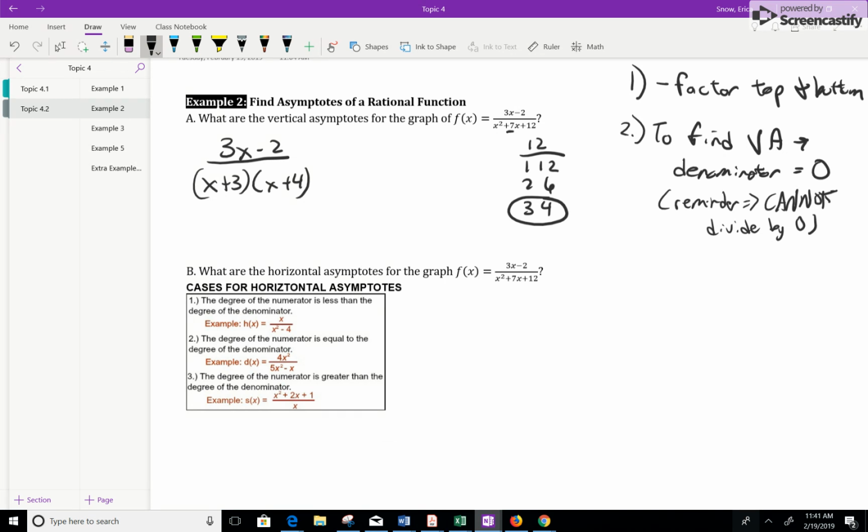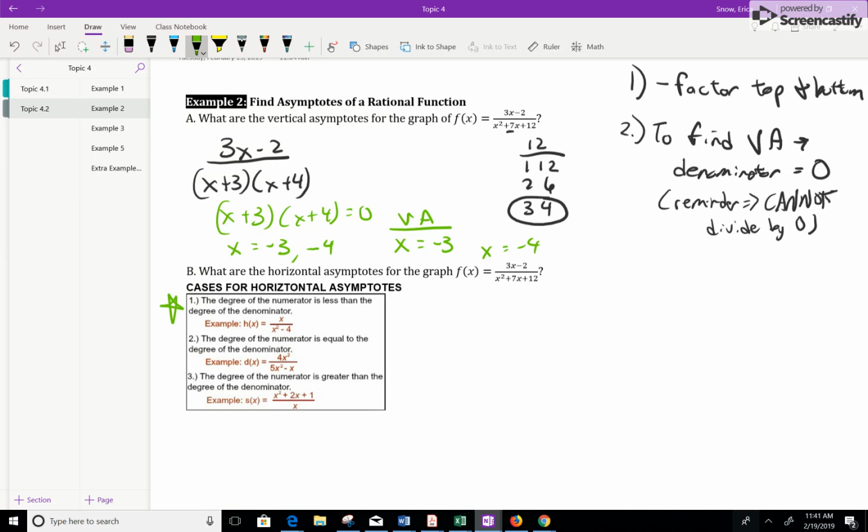So we set our bottom equal to 0, x plus 3 times x plus 4 equals 0. And you should remember that we're going to set each factor equal to 0. And so those are our vertical asymptotes. So x equals -3 and x equals -4 are our vertical asymptotes. Now, with horizontal asymptotes, there are 3 rules. So these are the rules for horizontal asymptotes.